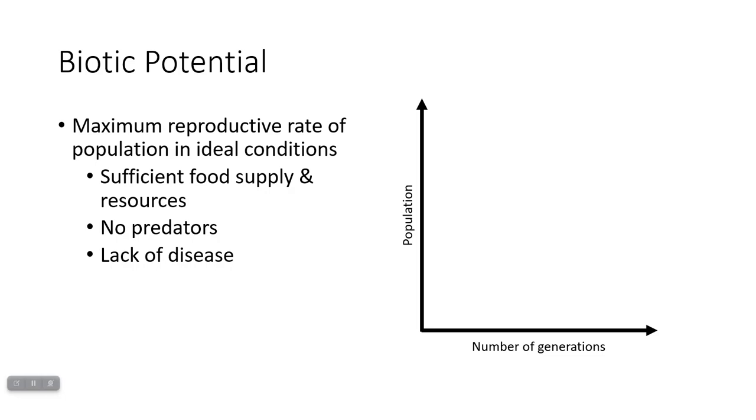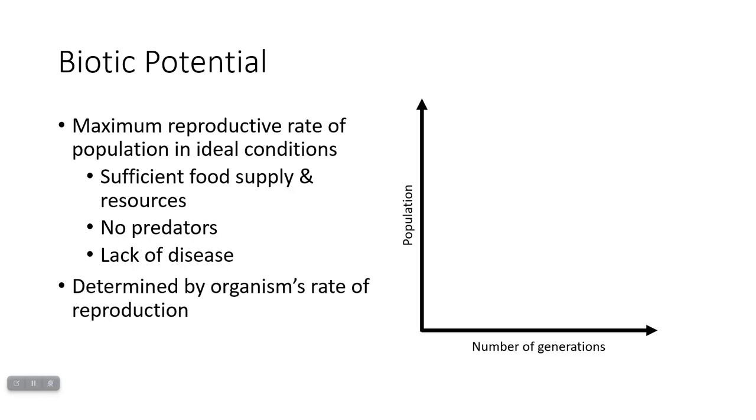Now, obviously, these are conditions that are very rarely met in nature. So, while there's a biotic potential that you can imagine if everything was hunky dory and perfect in the world for this organism, it's more of an ideal. It's not something you actually see in nature. And this is determined by the organism's rate of reproduction.